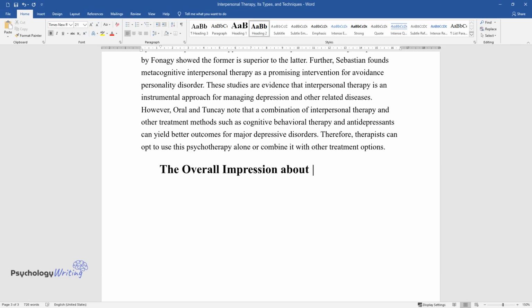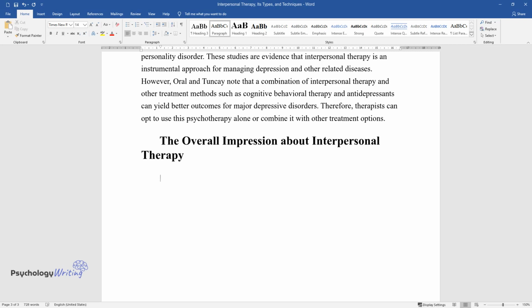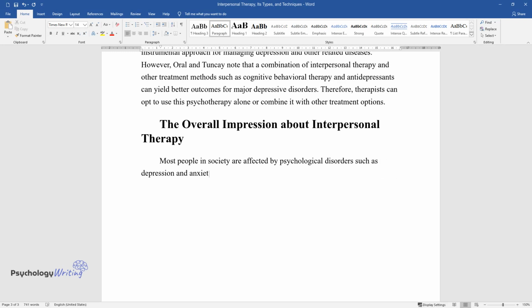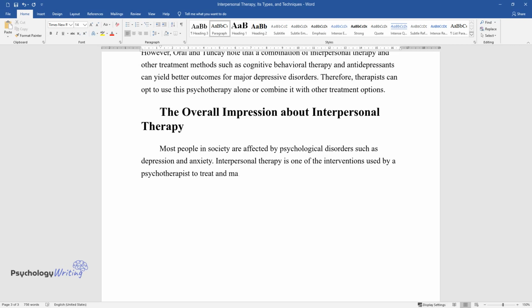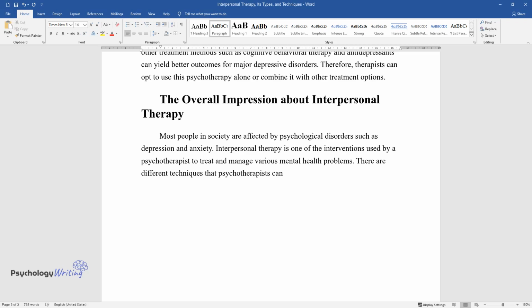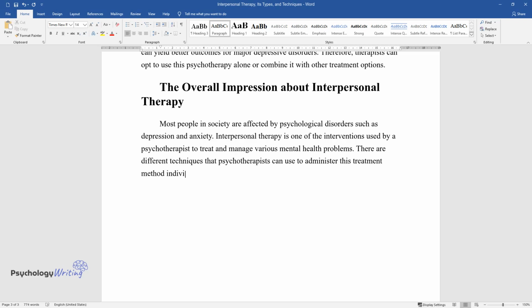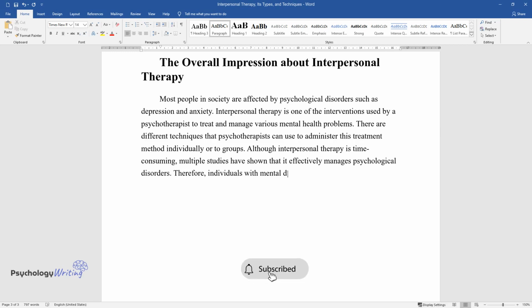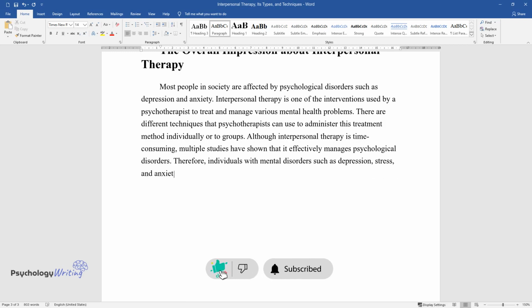The overall impression about interpersonal therapy. Most people in society are affected by psychological disorders such as depression and anxiety. Interpersonal therapy is one of the interventions used by a psychotherapist to treat and manage various mental health problems. There are different techniques that psychotherapists can use to administer this treatment method individually or to groups. Although interpersonal therapy is time-consuming, multiple studies have shown that it effectively manages psychological disorders. Therefore, individuals with mental disorders such as depression, stress, and anxiety should consider it as a treatment option for their conditions.